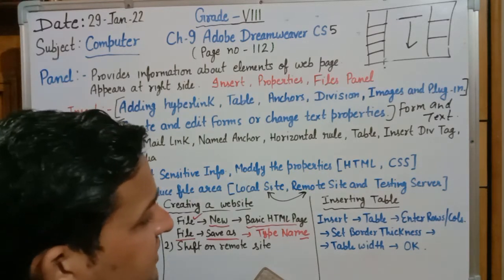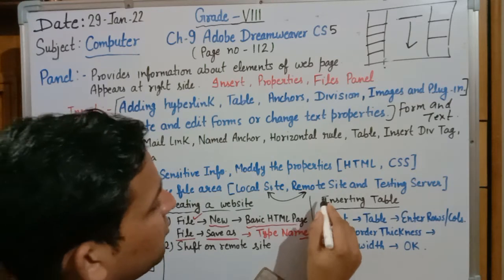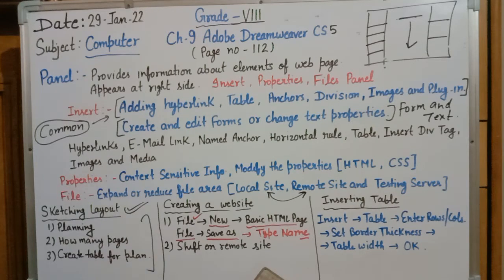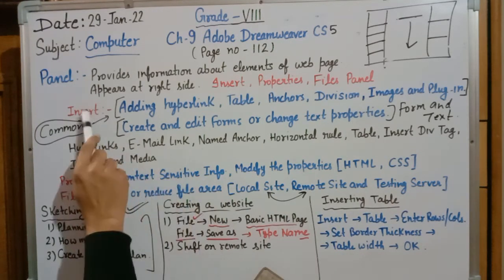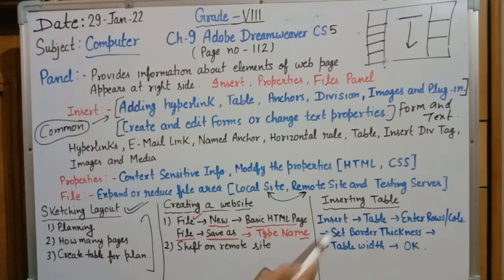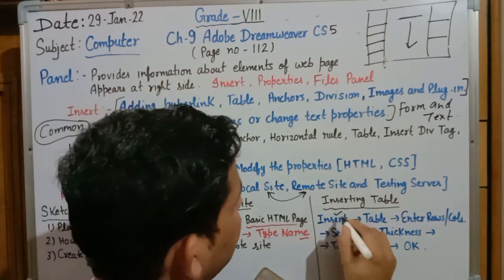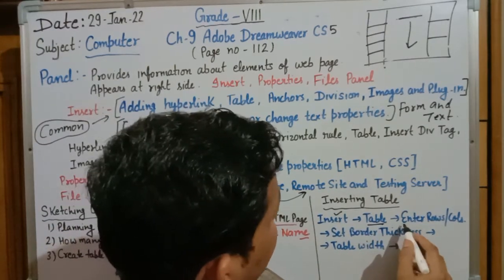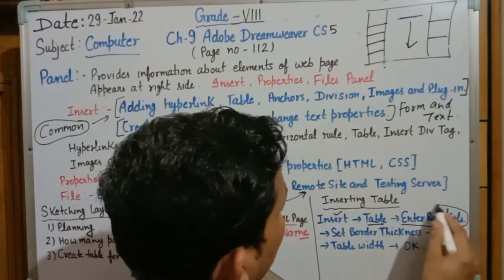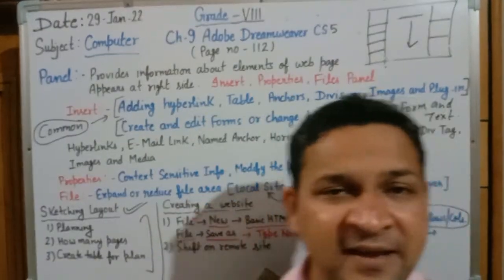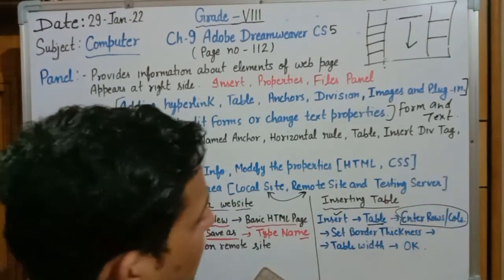Now the next topic, that is how to insert a table in your document. Again we have to follow some number of steps to insert a table. Inserting a table is a part of the insert option. Go to insert. In insert, select the table option. Step 1, go to insert, then select the table option, then enter the number of rows and columns, how many you require. How many rows and columns you want to take, enter the number of rows and columns.